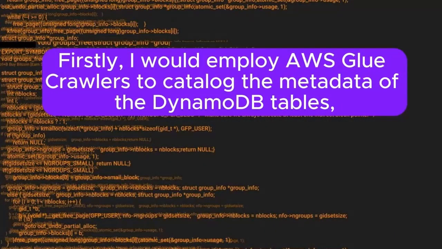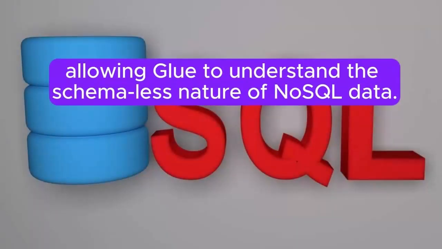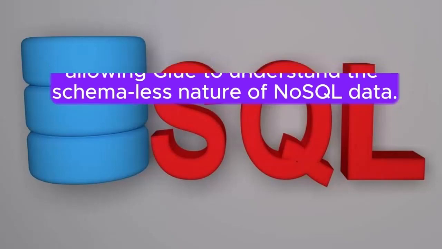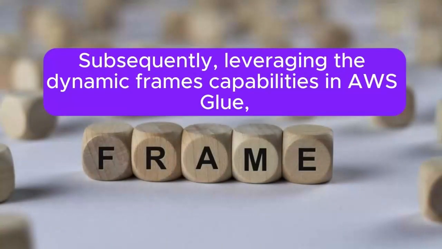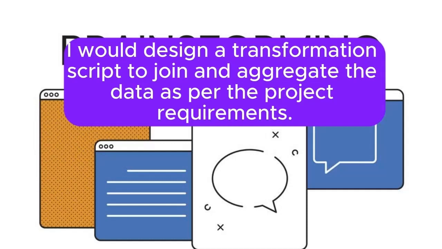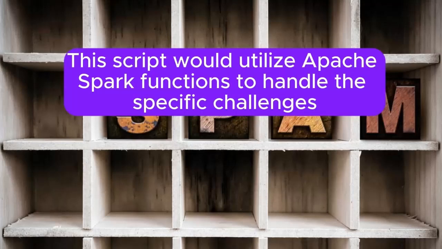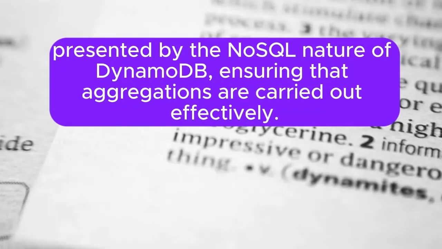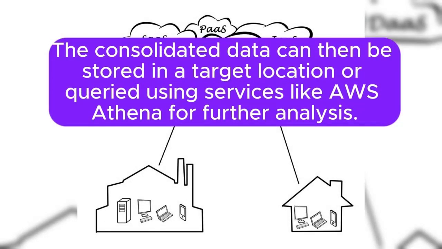Firstly, I would employ AWS Glue crawlers to catalog the metadata of the DynamoDB tables, allowing Glue to understand the schema-less nature of NoSQL data, subsequently leveraging the dynamic frames capabilities in AWS Glue. I would design a transformation script to join and aggregate the data as per the project requirements. This script would utilize Apache Spark functions to handle the specific challenges presented by the NoSQL nature of DynamoDB, ensuring that aggregations are carried out effectively. The consolidated data can then be stored in a target location or queried using services like AWS Athena for further analysis.